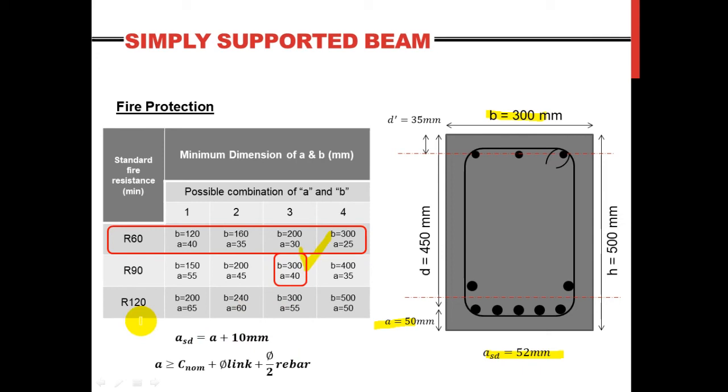If I want my cross section to resist fire for 120 minutes, then none of the options here meet my beam's A, B, and ASD. So my beam cannot resist fire for 120 minutes.